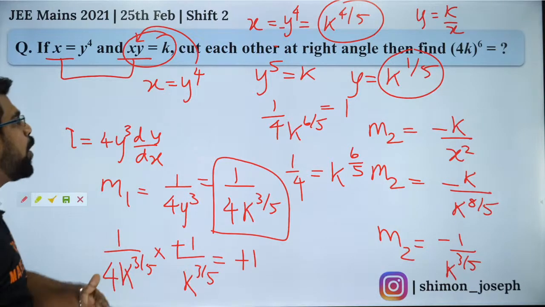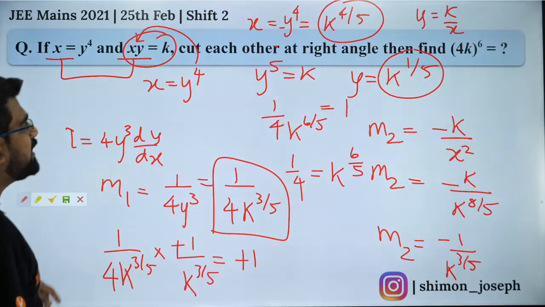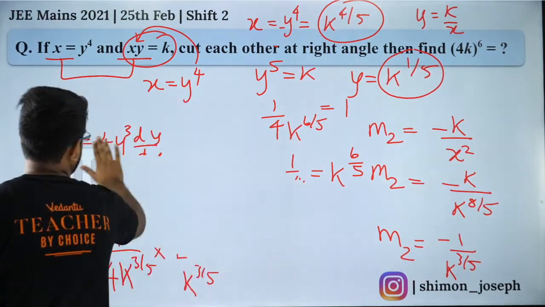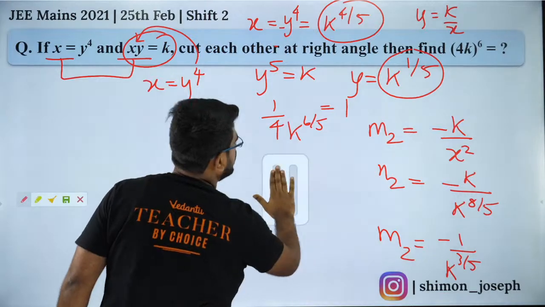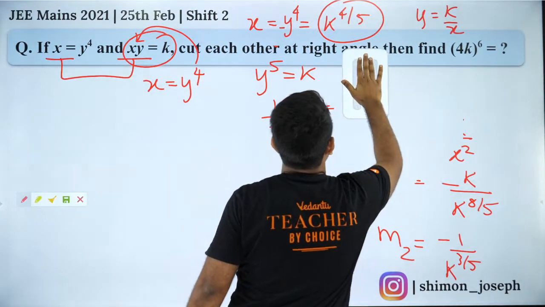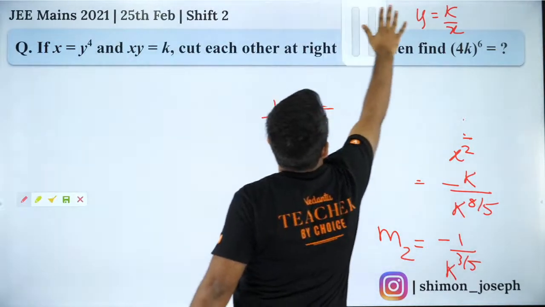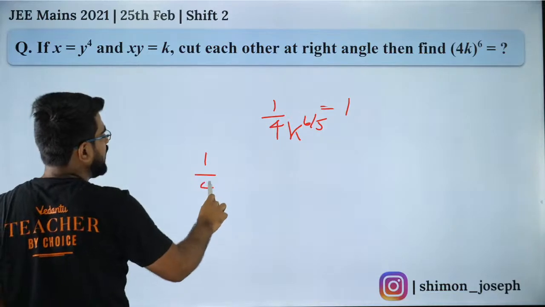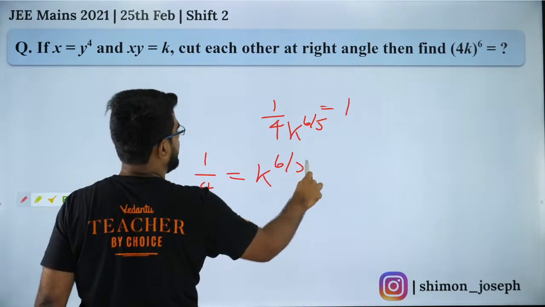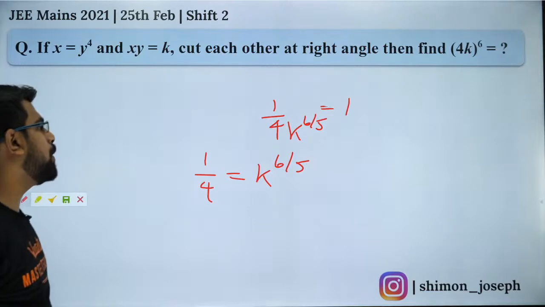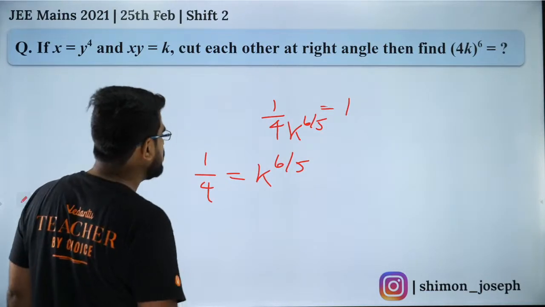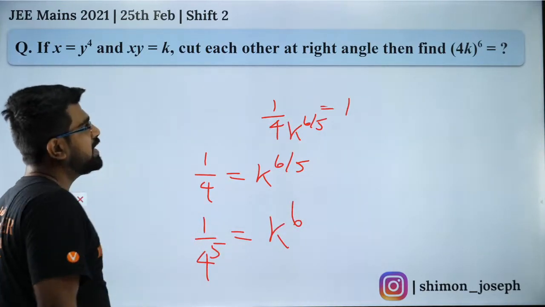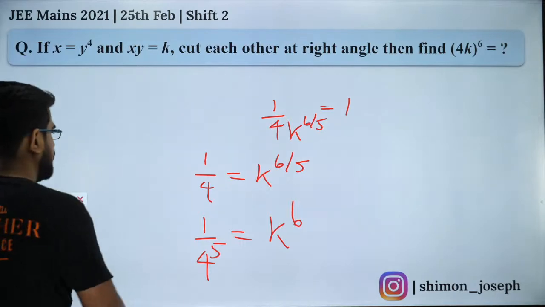Now multiply by 4 both sides. So if I multiply, you will get something nice, right? So let me do it for you. I hope till here everybody has got it. So till here everybody is clear now. So 1 by 4 is equal to k to the power 6 by 5. Got it? So let's raise it to the power 5. So it will be 1 by 4 to the power 5 is equal to k to the power 6. Now you have to multiply by 4 to the power 6, right?